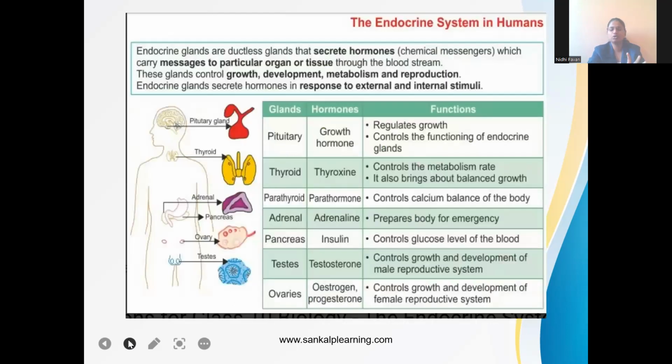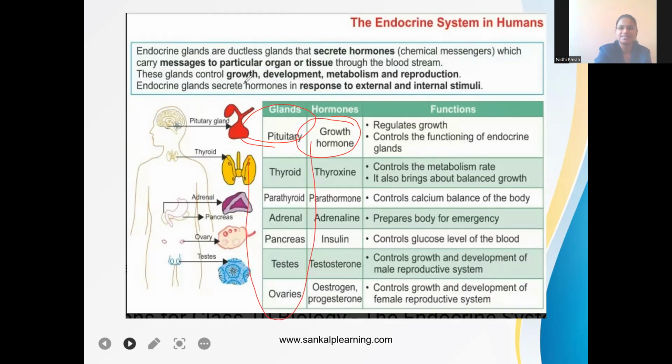Next, I took the whole tabular column, so it will be very easy for you to memorize the functions as well as the hormones given by certain glands. The pituitary gland is one of the endocrine glands. It releases the hormone named growth hormone. As the name indicates, it is related to growth. It controls the functioning of the endocrine glands. Pituitary is called the master gland or mother gland of the endocrine glands because it controls all other glands.